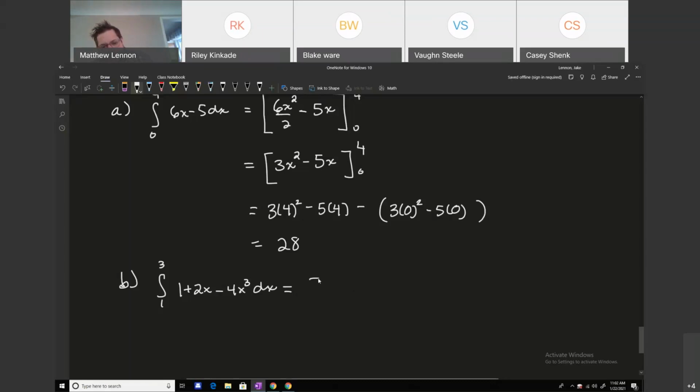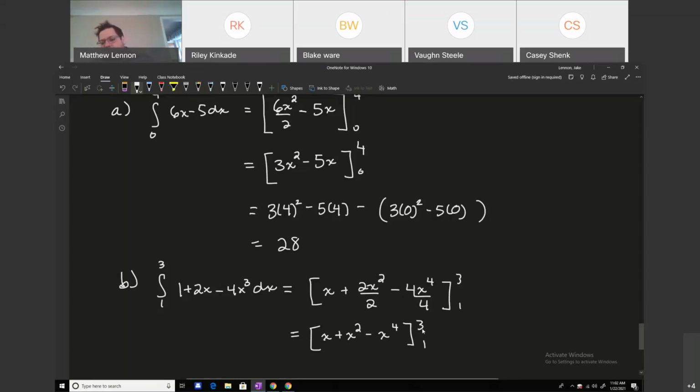Okay, so here, the antiderivative of 1 would just be x. The second one would be 2x squared divided by 2. So we know the 2's are going to cancel. So I'll do it for now, but 2 over 2 is going to end up as 1. And then 4x to the 4th over 4. So these simplify quite nicely, and we're going from 1 to 3. So this is really just x plus x squared minus x to the 4th from 1 to 3.